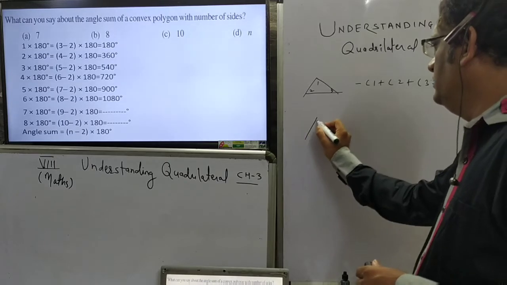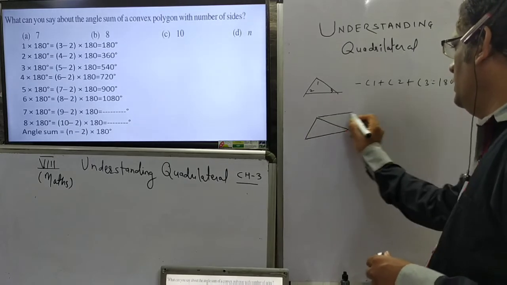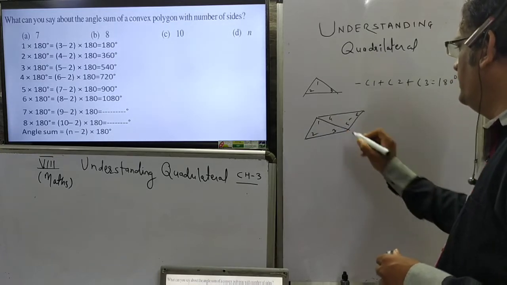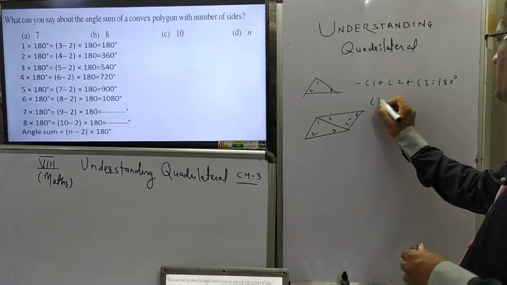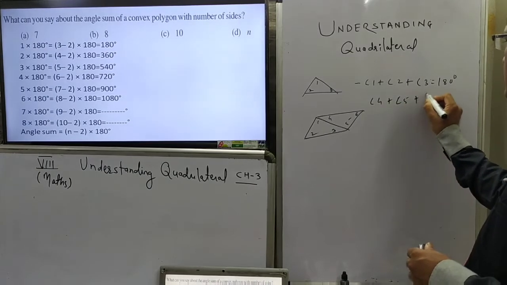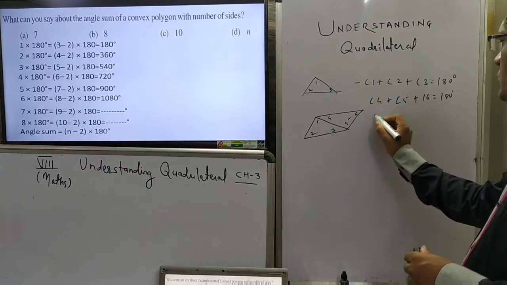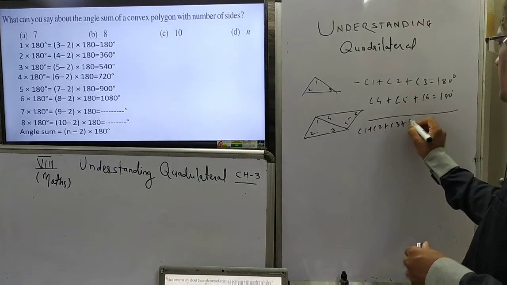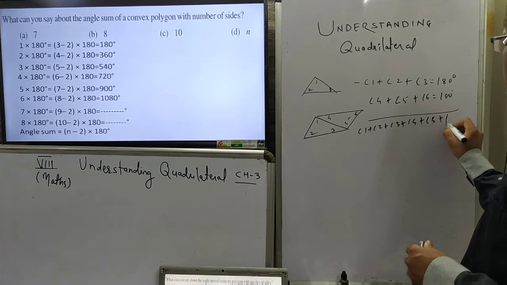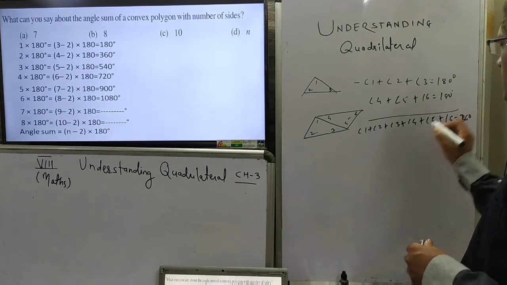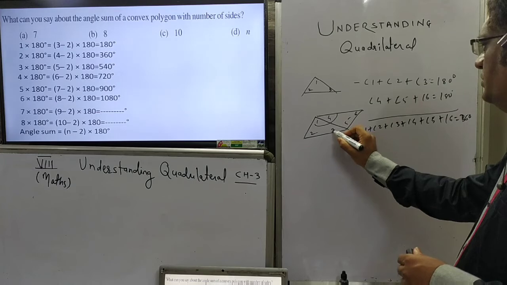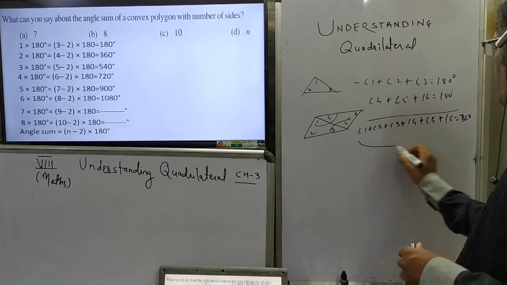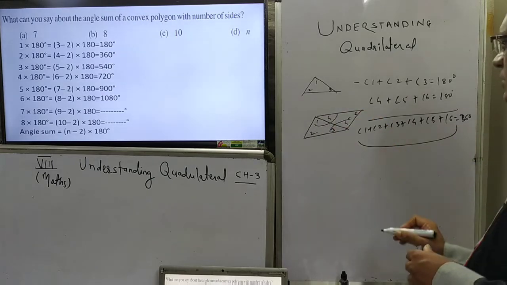Then if we add another triangle to this triangle, so if this is 1, 2, 3 and this is 4, 5, 6, then angle 4 plus angle 5 plus angle 6 is again 180 degrees. So the sum of angle 1 plus angle 2 plus angle 3 plus angle 4 plus angle 5 plus angle 6 is equal to 360 degrees. Now angles 1 plus 4 constitute this angle, and 3 plus 5 constitute this angle. Overall, the resultant is the angle sum property of a quadrilateral.